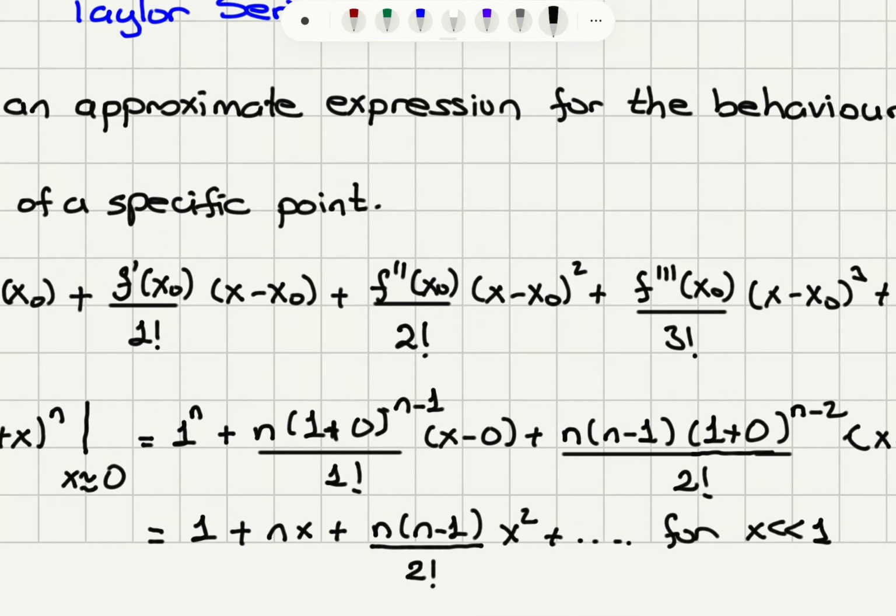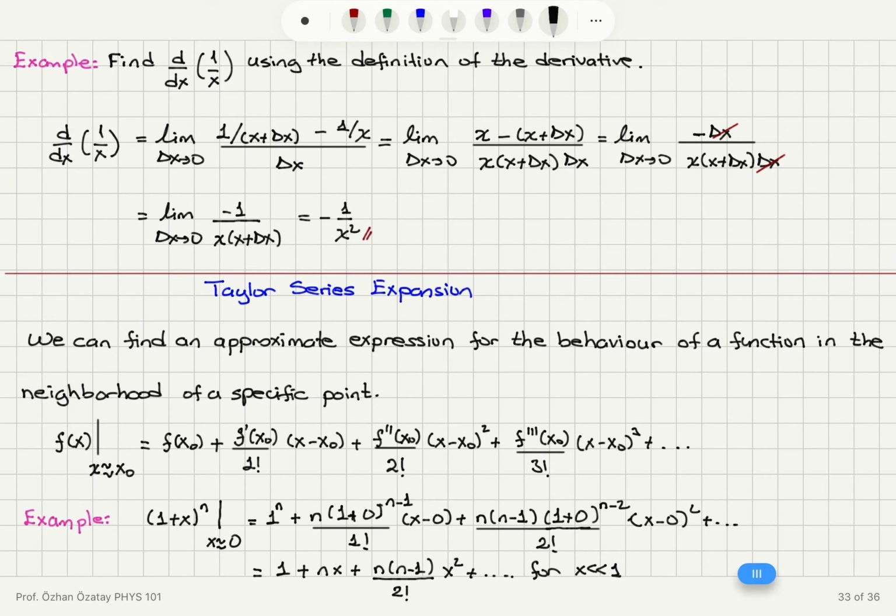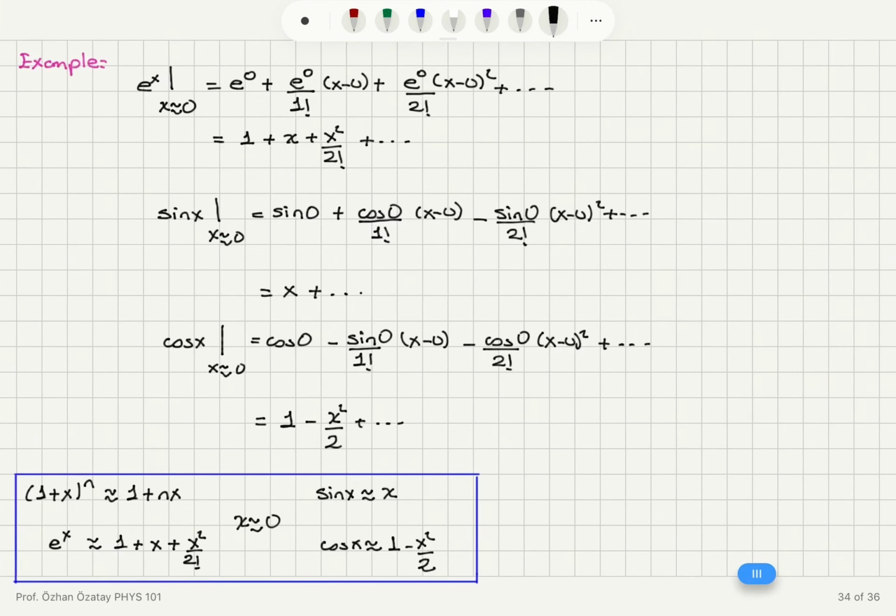So we obtain: 1 to the power n is 1, and 1 plus 0 to the power n minus 1 is 1, so it is n divided by 1 factorial, which is n, times x minus 0, which is x. So we have 1 plus nx, and then n times n minus 1 over 2 factorial, x squared, etc. So that's the behavior for x much less than 1.